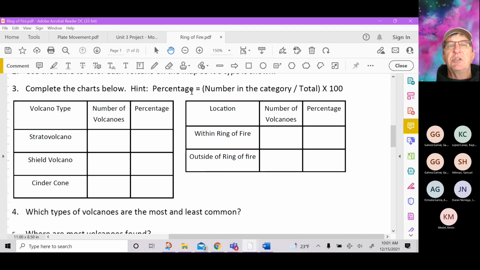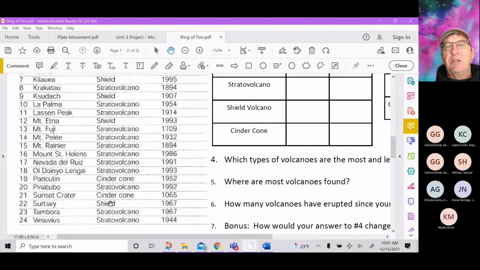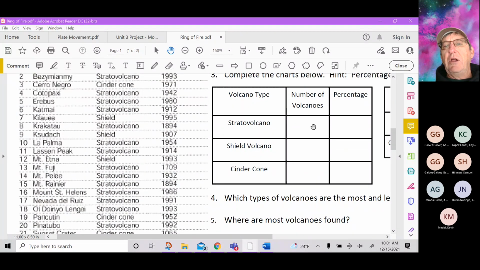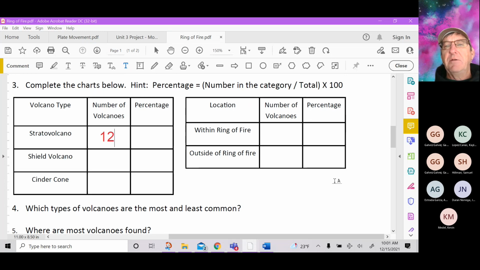So percentage is the number in the category divided by the total number times 100. So if we look over here, oh, there were 24 total, huh? Let's say that out of those 24, 12 of them were stratovolcanoes. This is not the answer. I'm just saying, let's say that was true. Now, can you do this math in your head? 12 out of 24, isn't that half? Doesn't that mean it should be 50%? So if you put in your calculator 12 divided by 24, and then multiply that by 100, you would get 50%.